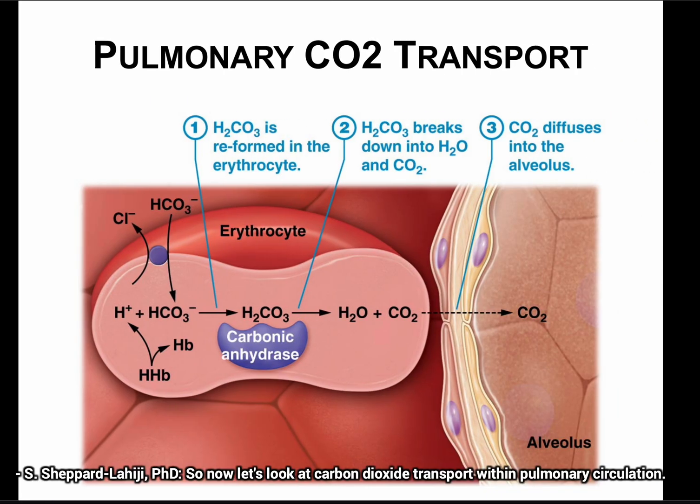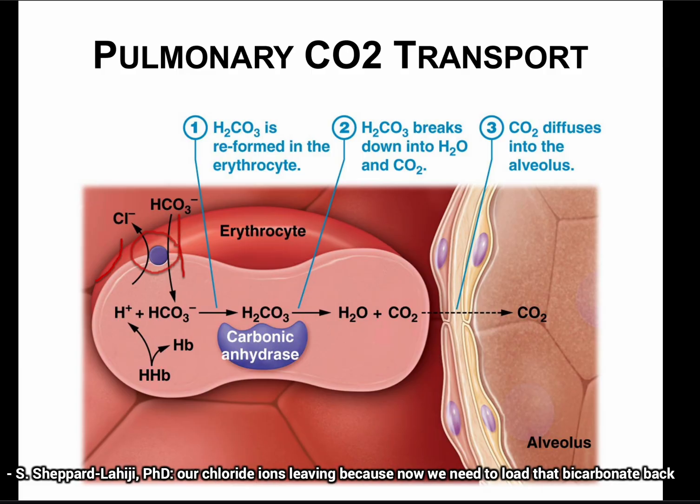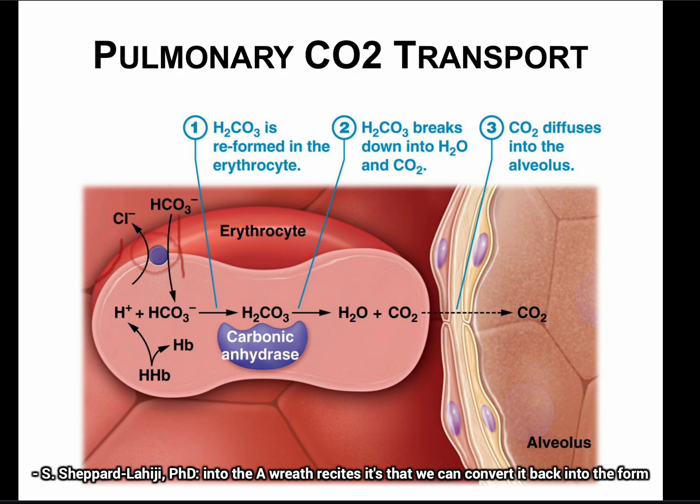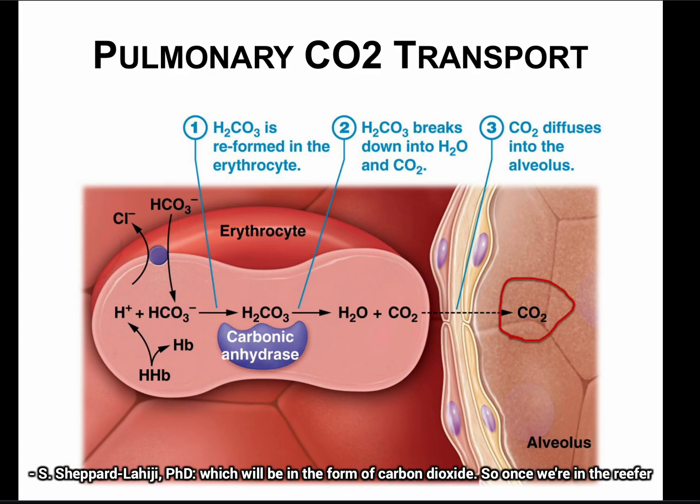So now let's look at carbon dioxide transport within pulmonary circulation. So for pulmonary circulation, notice the change in direction that's seen through this protein that's here. So now we have bicarbonate coming in and our chloride ions leaving, because now we need to load that bicarbonate back into the erythrocytes so that we can convert it back into the form that it will take as it exits out of the bloodstream and into the alveolus, which will be in the form of carbon dioxide.